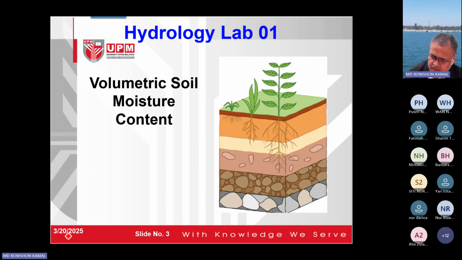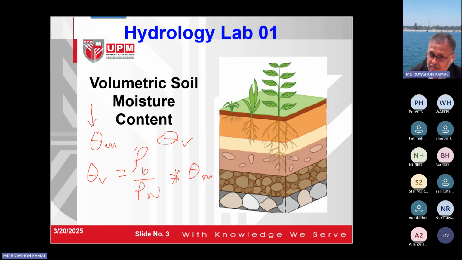The takeaway is we have learned here what theta m is. This is the weight basis moisture content, and also theta b. We have learned that theta b is very practical, and we use it. Theta b equals a very simple formula: if we know theta m, then we use the bulk density divided by the bulk density of water, multiplied by theta m. Meaning that if we know the weight basis moisture content, we can convert to theta b.